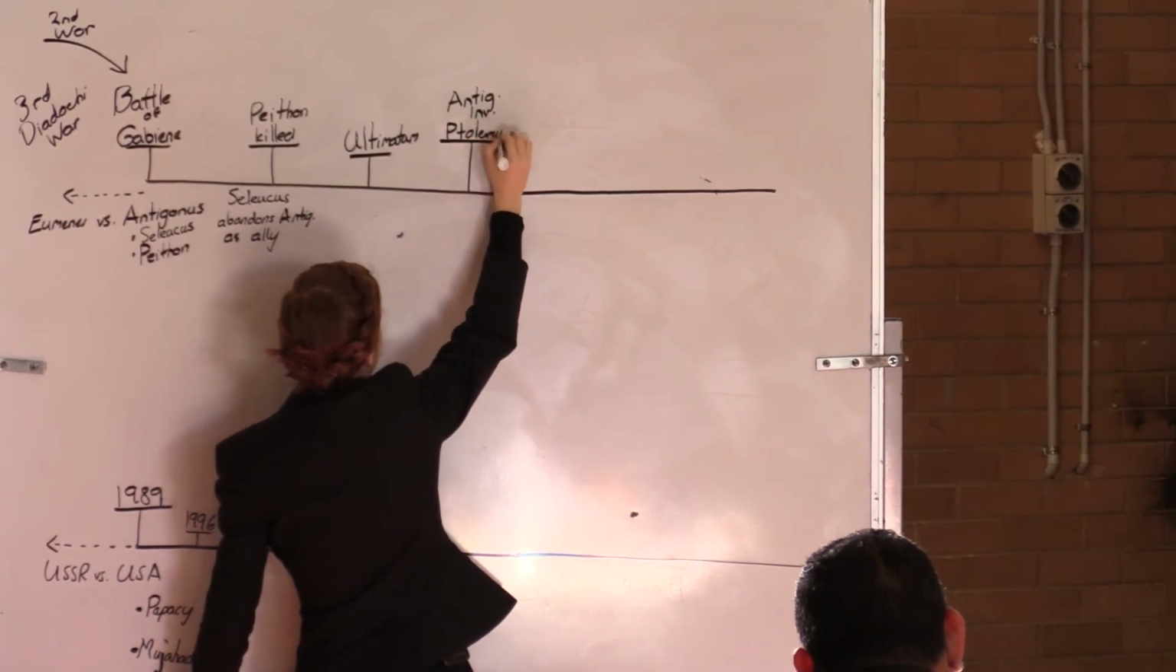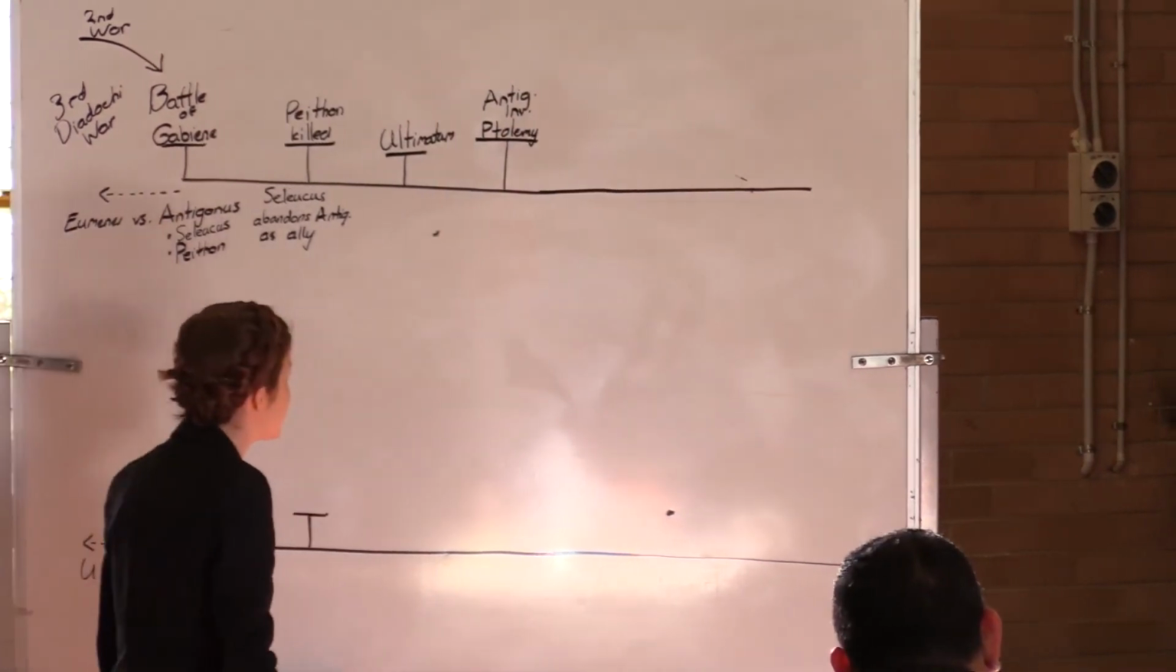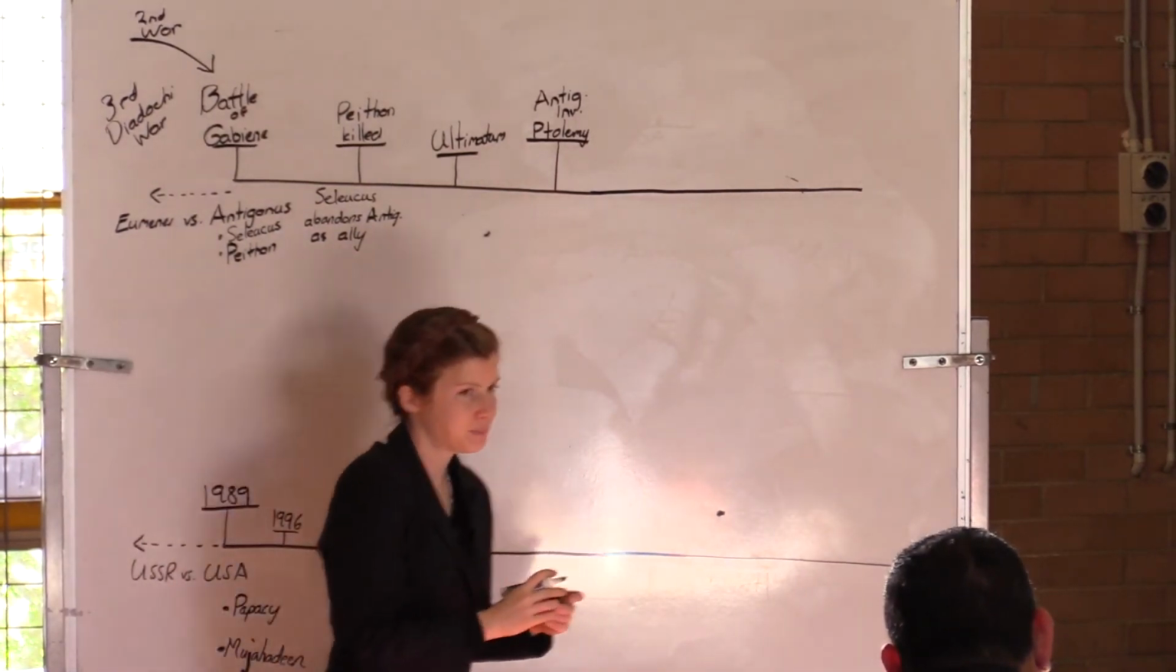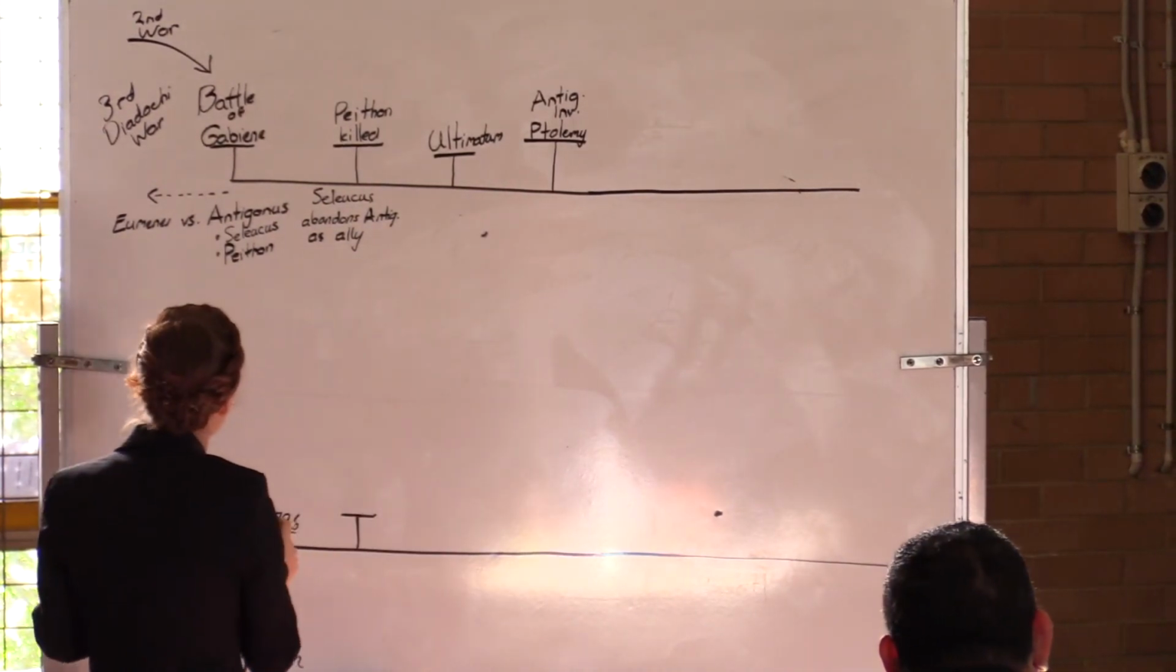And remember, we said the war over the spheres of influence. And now as we enter the Third Diadochi War, who is Ptolemy? The king of the south.